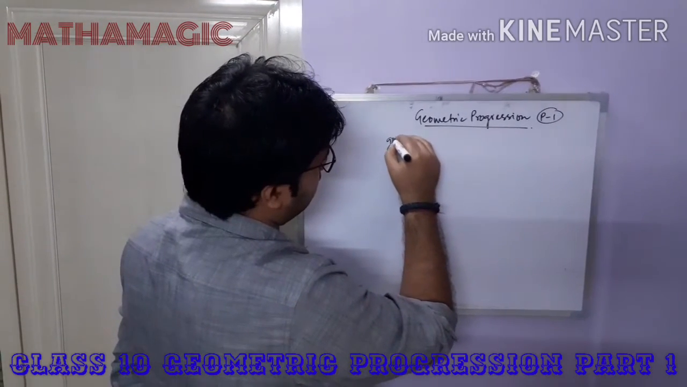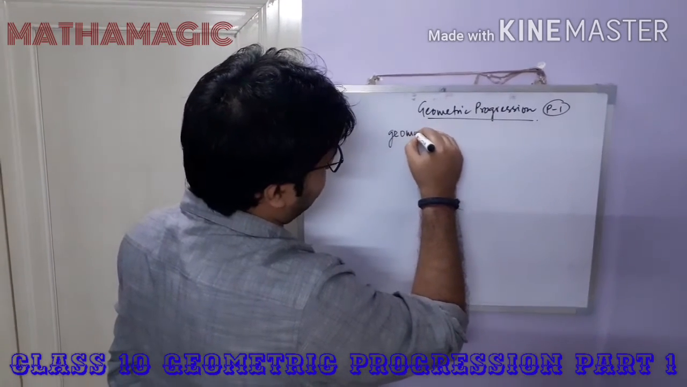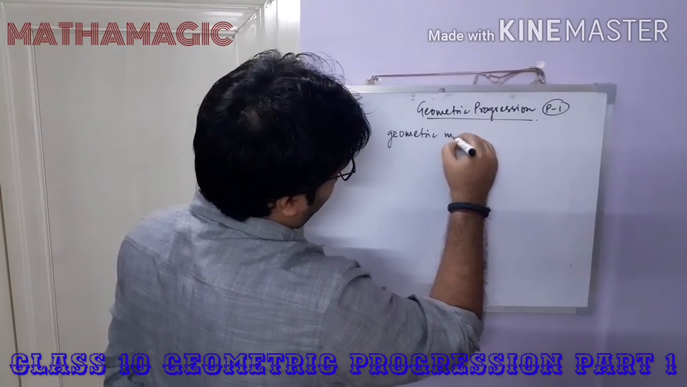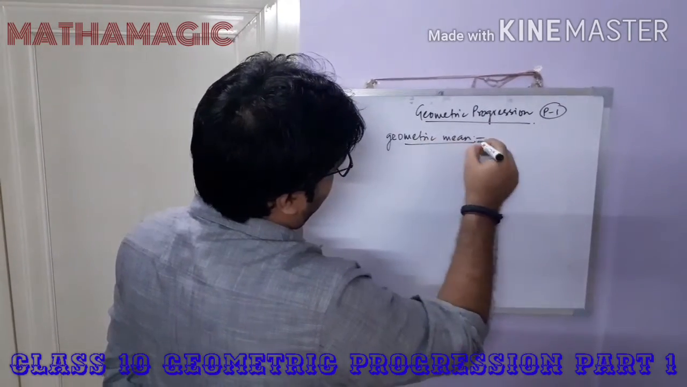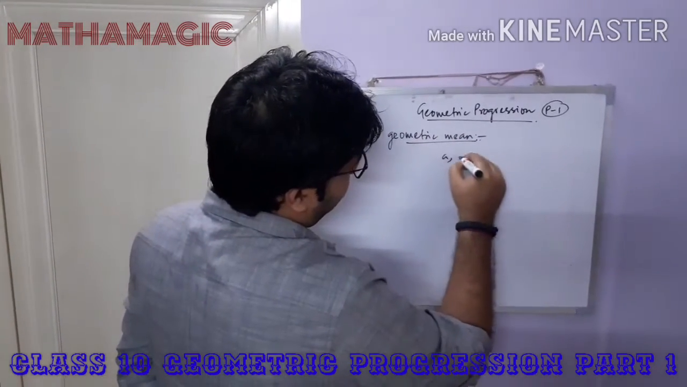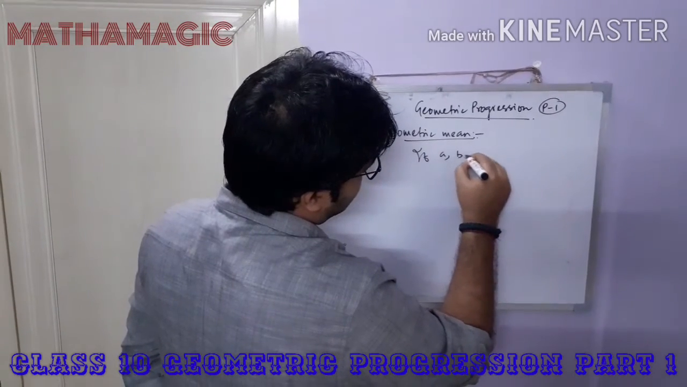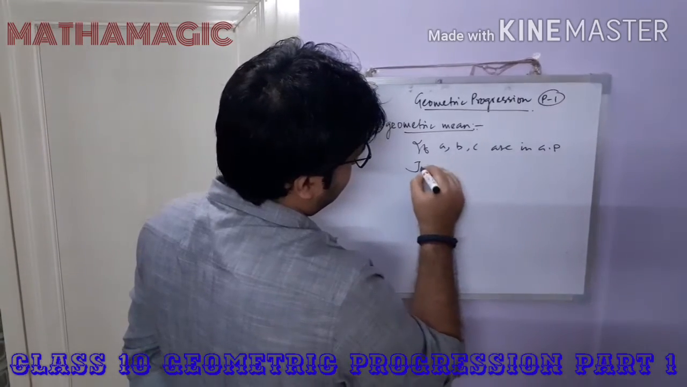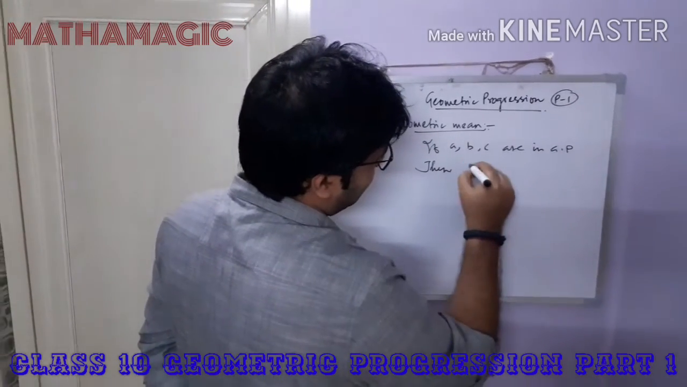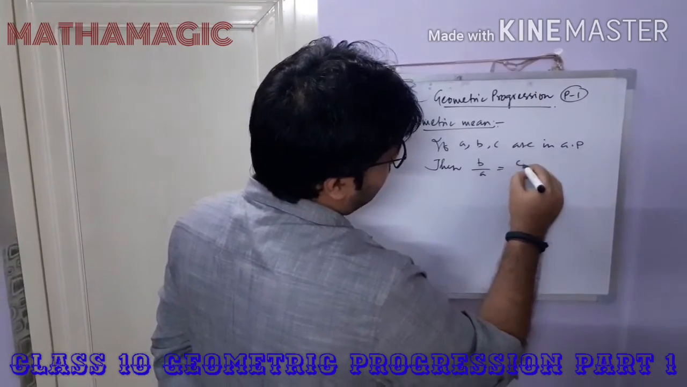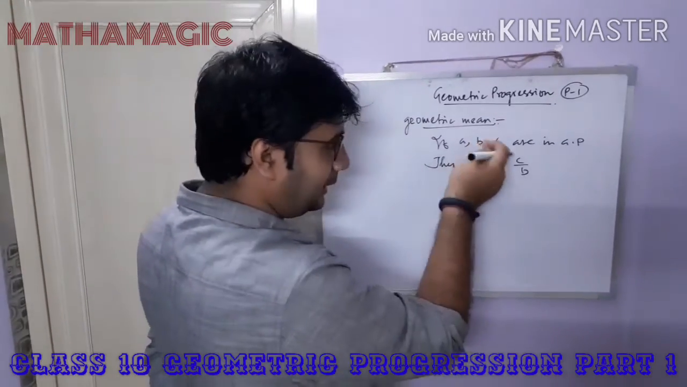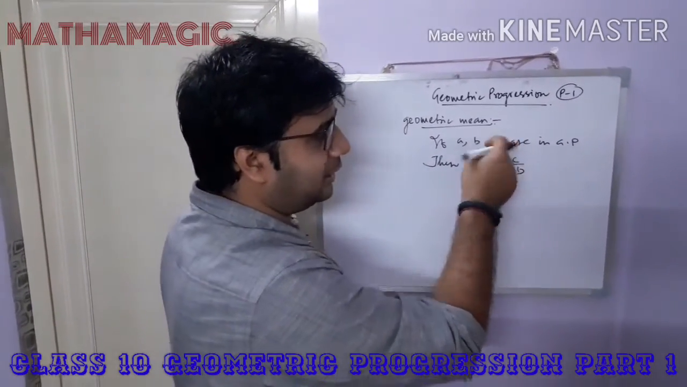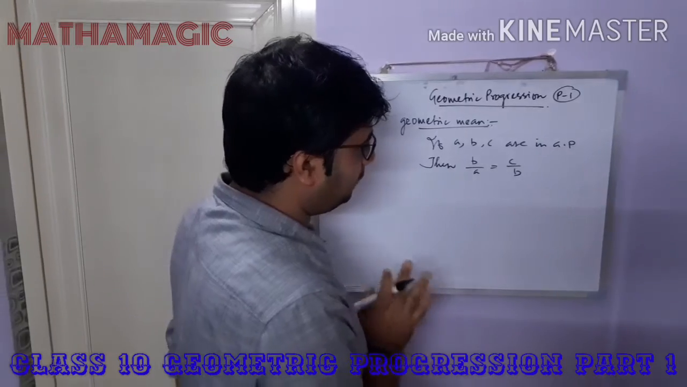So now, in case of AP, you have seen the arithmetic mean. In case of GP also, there is a concept called geometric mean. What is geometric mean? If a, b, c are in GP, then we can say that b by a will be equal to c by b, because the second term by first term will be equal to third term by second term. This is the basic concept of GP.